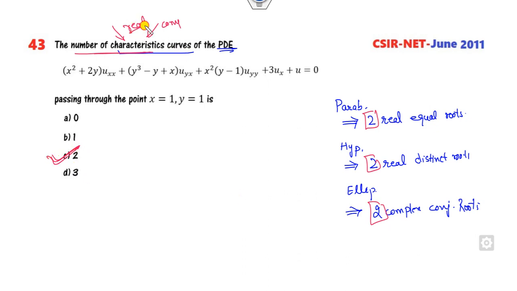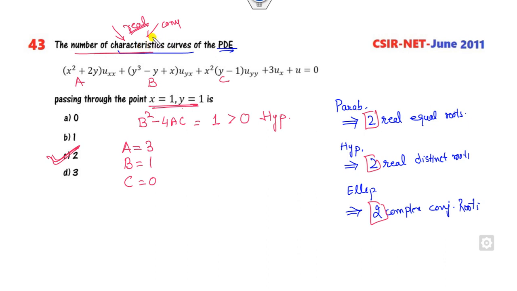If they are talking about the number of real roots, how can you find that? You will find b square minus 4ac and identify whether it's parabolic, elliptic or hyperbolic. For example, at this point, this is my a, this is my b, this is my c. At the point x1, a is 3, b is 1, c is 0. So what is b square minus 4ac? It is 1, which is greater than 0. So that means this is hyperbolic. So if they are talking about the number of real roots, then 2 is the right answer. If they ask how many complex characteristic roots are there, then it will be 0.